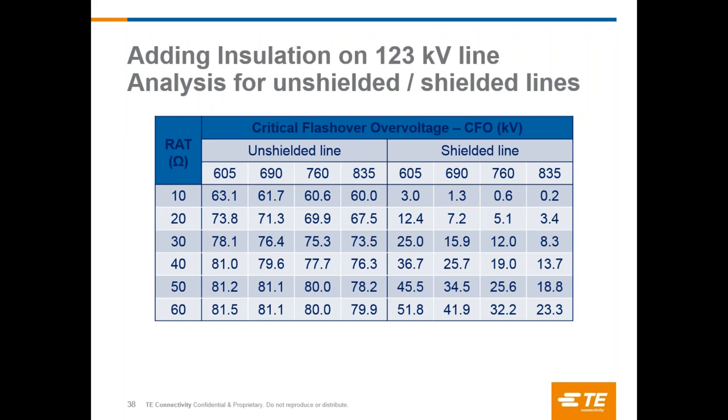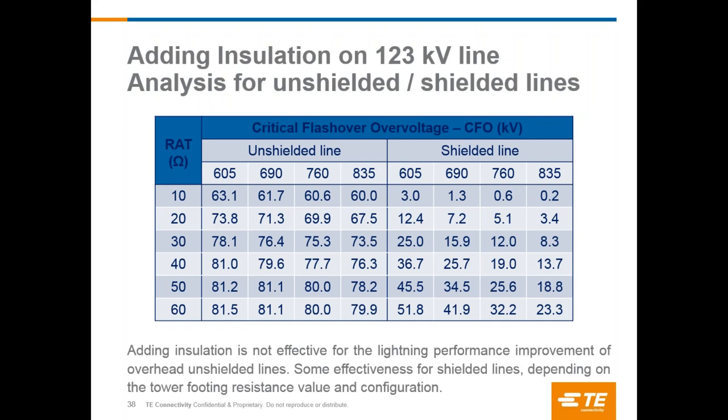When you add the shield wire, we can observe that adding insulation, we can improve the performance of the line. However, the good performance is still strongly dependent on the tower footing resistance. As a final result, in summary, adding insulation is not an effective method for improving the lightning performance of overhead unshielded lines. Some effectiveness for shielded lines depends on the tower footing resistance value and configuration.